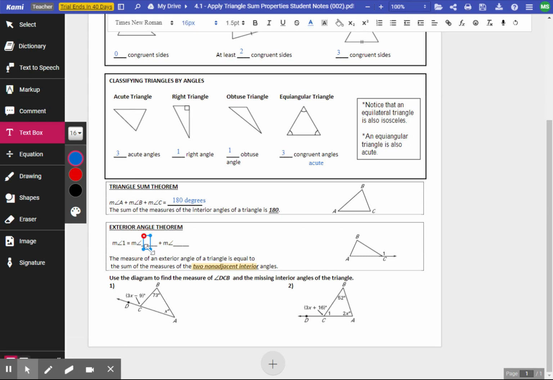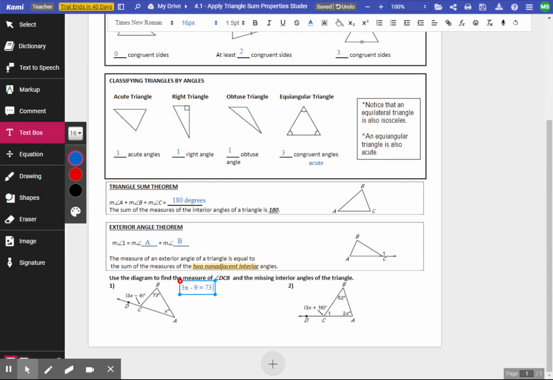So where was I? The measure of angle 1 is equal to the sum of the measures of the two non-adjacent interior angles. So angle 1 is equal to the measure of angle A plus the measure of angle B. And that is all we are going to do to solve these two equations down below here. We know that the 3x minus 9 angle is the exterior angle, so 3x minus 9 equals the sum of the two non-adjacent interior angles, 73 and x.